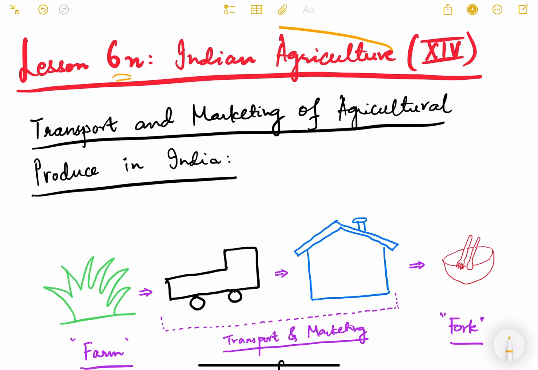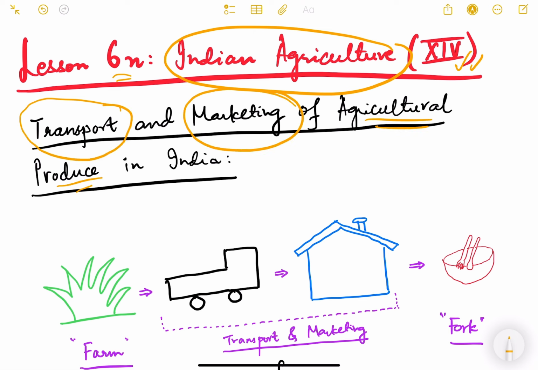We are studying Indian agriculture and this is the 14th video. In this video, friends, we will study an important topic: the issues involved in transport and marketing of the agricultural produce in our country. So first of all, let us understand the agriculture supply chain, and then we'll understand what the issues are in these.